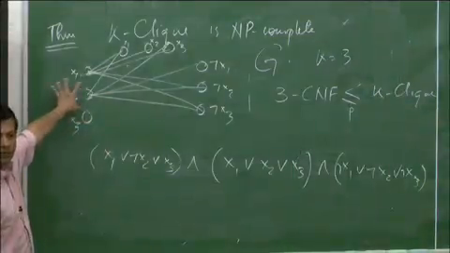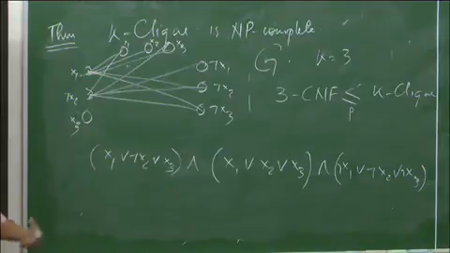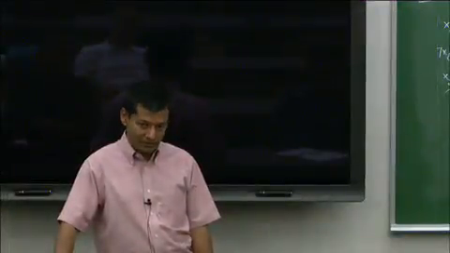I have neither tried to solve this problem nor have I tried to solve that problem. All I did was a construction that turned one problem into another problem. To some people, this kind of thinking is relatively difficult. But this is a proof that k-clique is NP-complete.